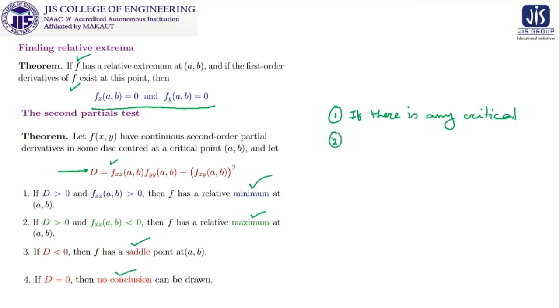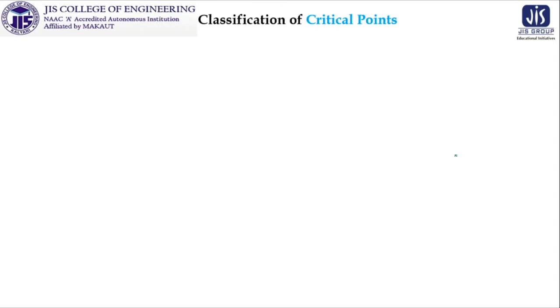After that, if critical points are there, then their classifications, and after classification, we have to find out the value. Value means the extremum value. In case of maxima, maximum value. In case of minima, minimum value. So identification of critical points was discussed in the last class.